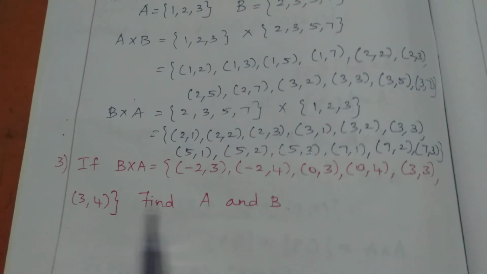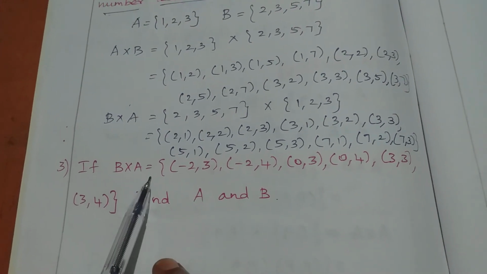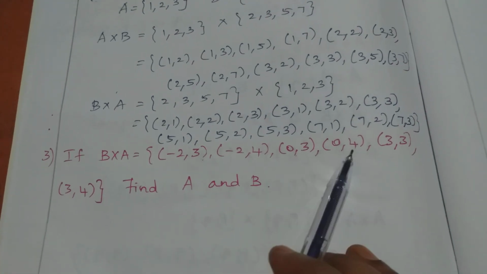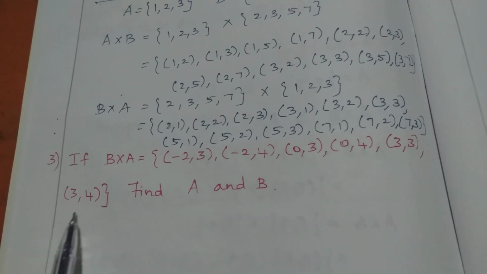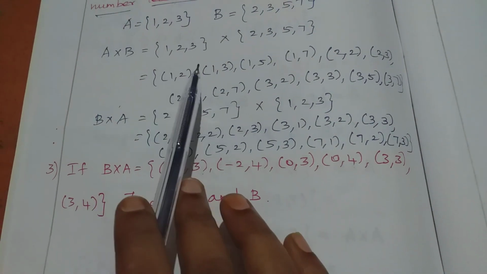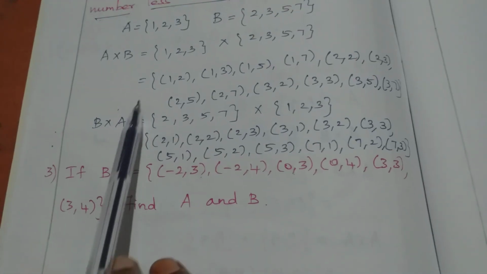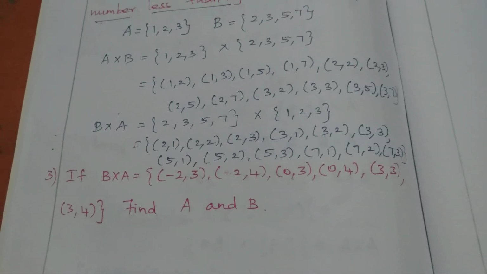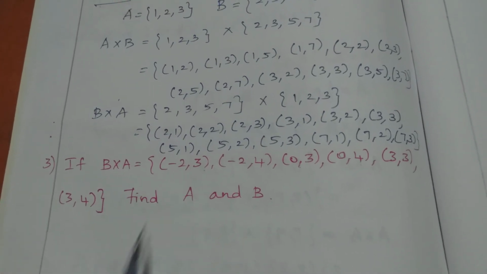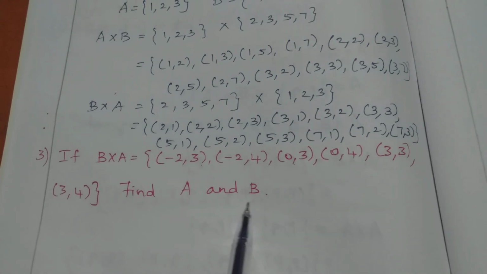Okay. Next, coming to the third sum. If B cross A is equal to {(-2, 3), (-2, 4), (0, 3), (0, 4), (3, 3), (3, 4)}, find A and B. So usually in the first two sums we have seen they have given A and B, and you have to find A cross B and B cross A. Now here they have given B cross A directly. From that you have to find what the elements of A and B are.